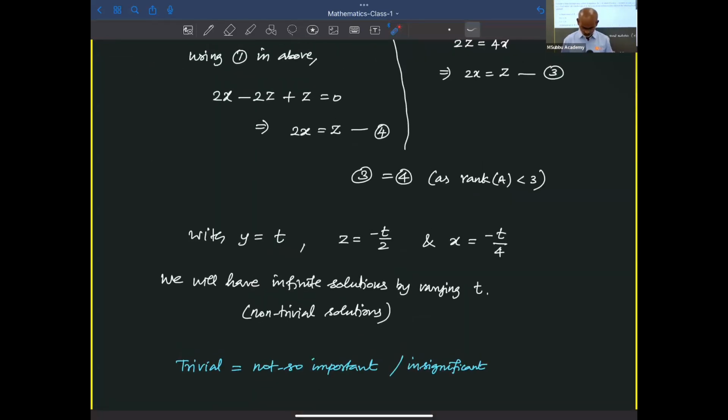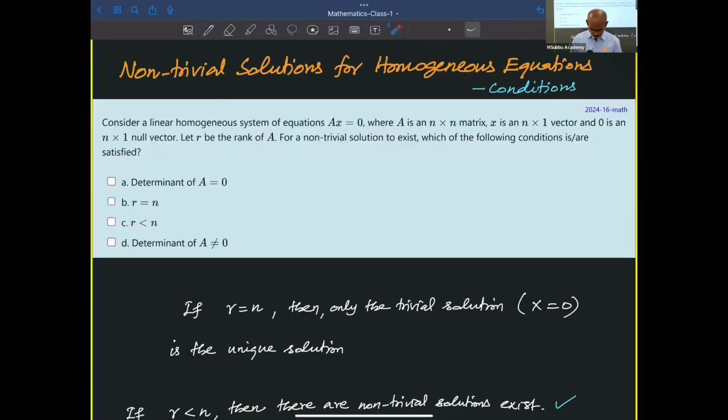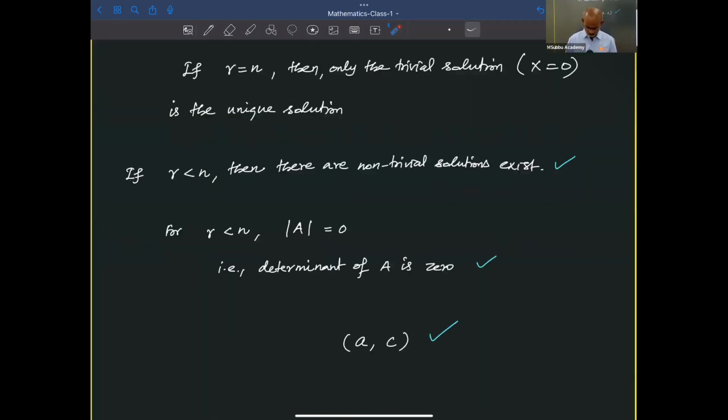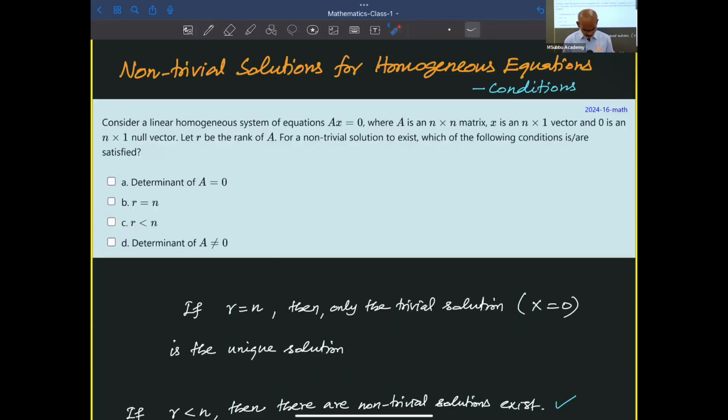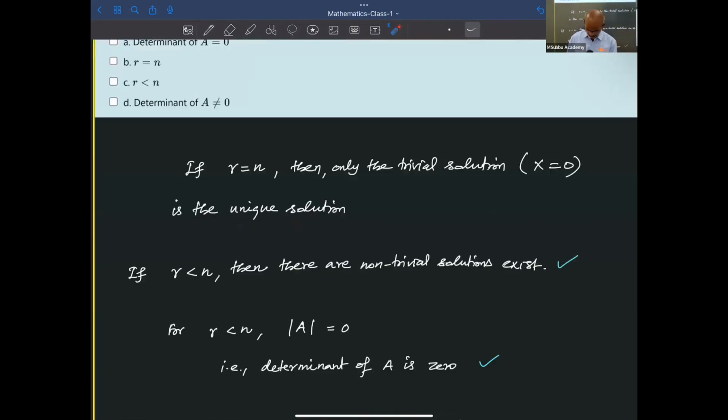Okay, with this done, of course, this is also related, and you can go through the similar thing in terms of the statements, it is available. You can go through this. So again saying, under what condition will we be getting non-trivial solutions? For getting non-trivial solutions, the determinant of A has to be 0, as well as the rank has to be less than the size. So A and C are the correct statements.